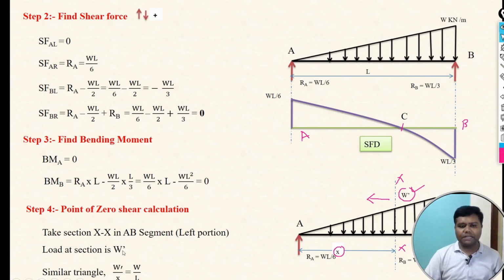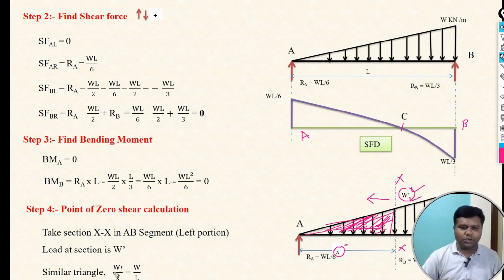Load at that particular section is W dash. We can use the similar triangle theorem to calculate the exact magnitude of W dash. In the similar triangle theorem, this is our one triangle, and the other triangle is the total triangle. If you focus on this small triangle, the height of that small triangle is w dash and the length is x.